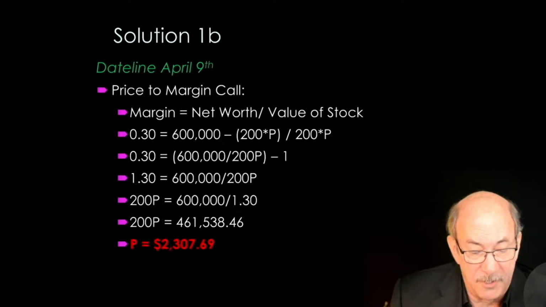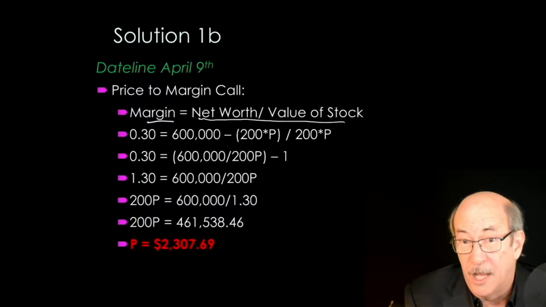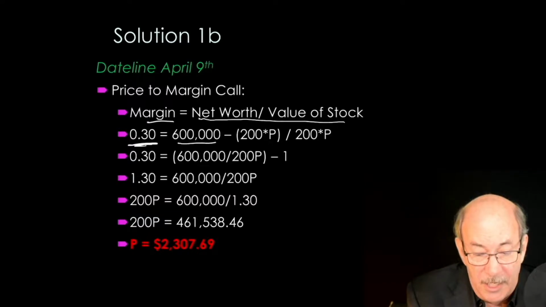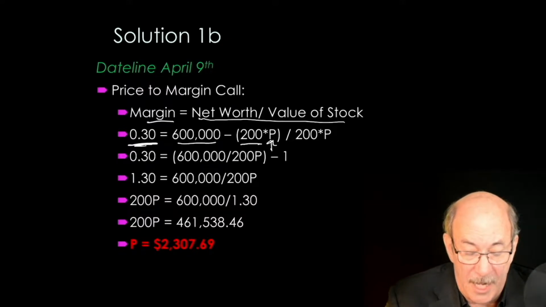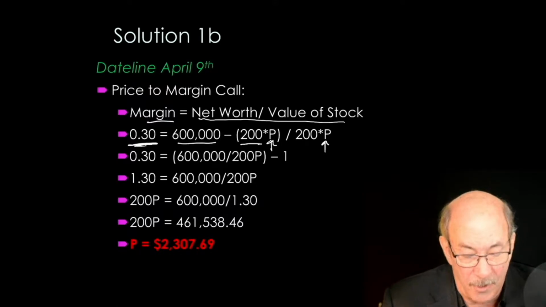My preference is to simply, again, take our margin formula, which is net worth over the value of the stock, and we can solve for P. We can set it up. We already know what the maintenance margin here is. It's 30%. We know what our asset value is. It's 600,000. The value of the position is 200 shares times the price. So here's our unknown. The only thing that creates a little bit of a snag here is that we've got two unknowns in here, but that's fairly easy to solve with the algebra.